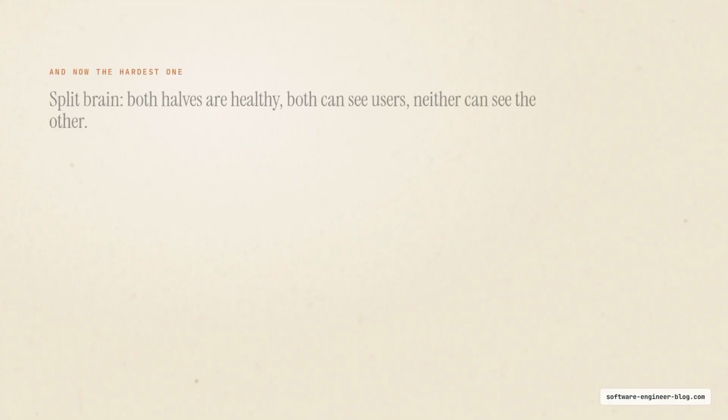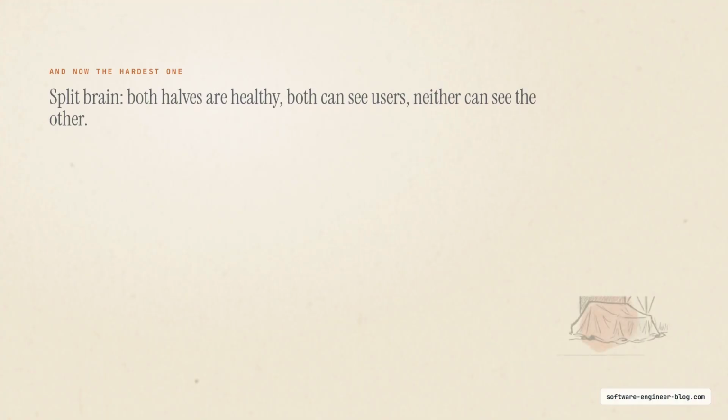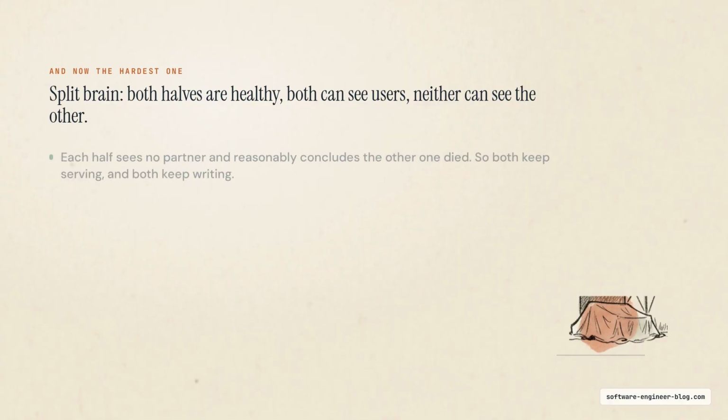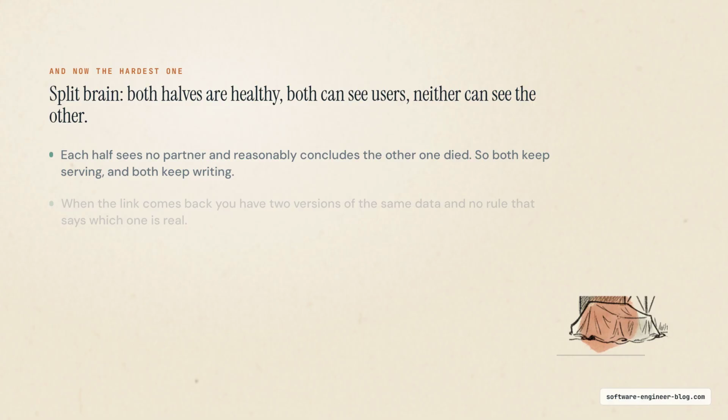And now the hardest one, split brain. The network between your 2 sites breaks, but both sites are perfectly healthy, and both of them can still reach users. So each half looks around, sees no partner, and quite reasonably concludes that the other one has died. So both keep serving, both keep writing. And when the link comes back, you have 2 divergent versions of the same data, and no automatic way to say which one is real.